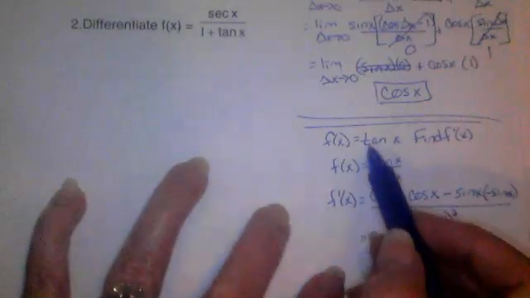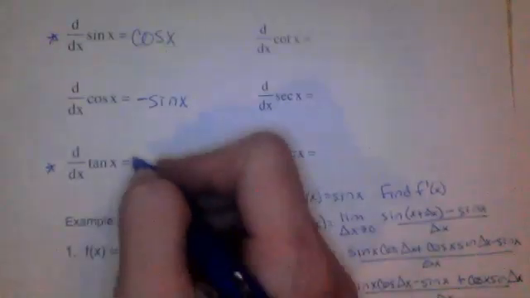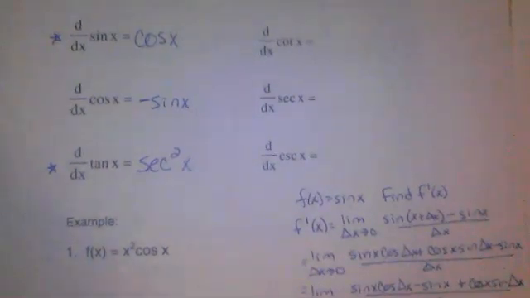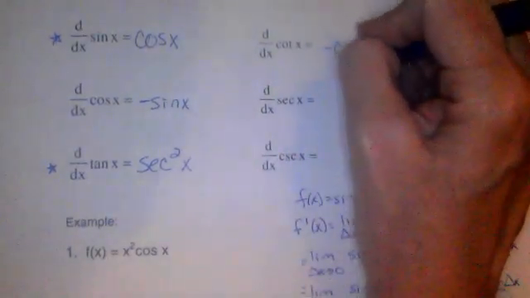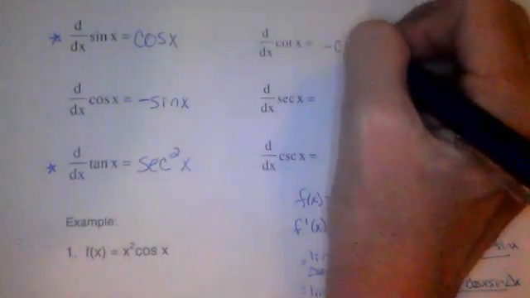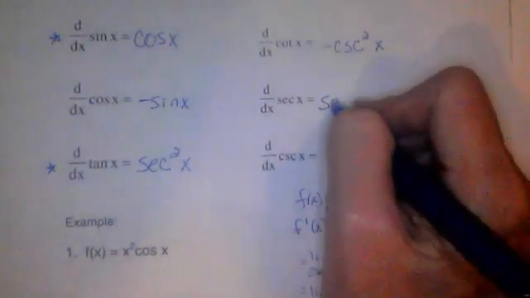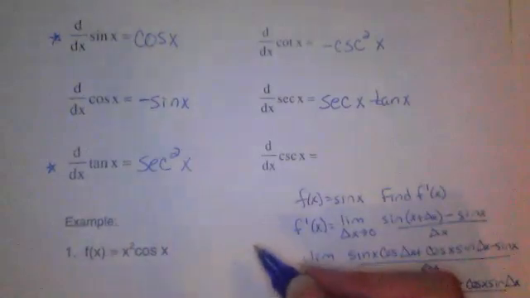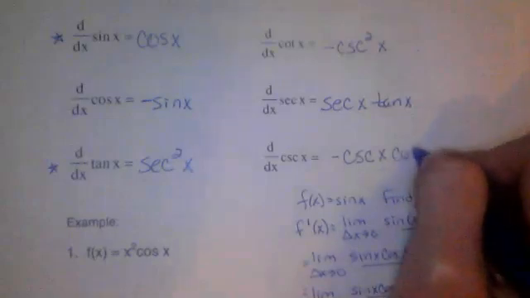So the derivative of tangent is secant squared. All right, so let's fill the rest of these in. The derivative of cotangent is negative cosecant squared x. The derivative of secant is secant x tangent x, and the derivative of cosecant x is negative cosecant x cotangent x.